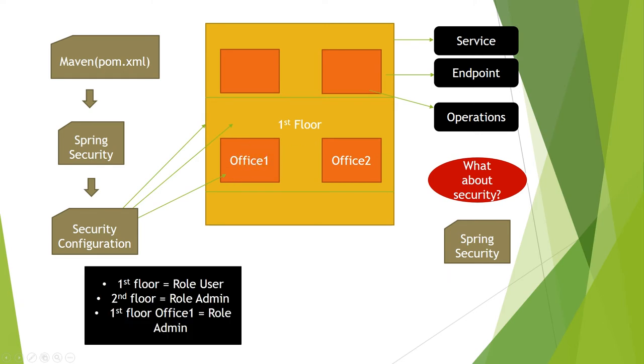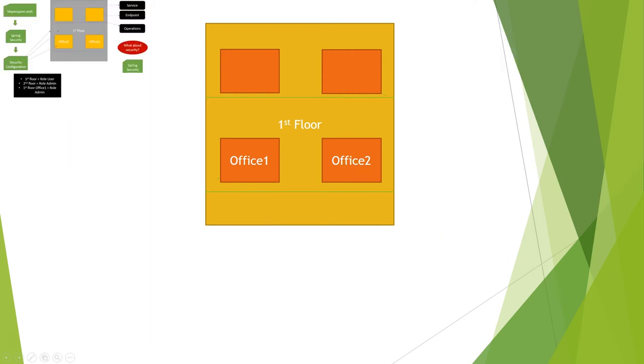And we can imagine that, for example, the first floor will have the role user, the second floor will have the role admin, but Spring Security is flexible enough to have different roles inside the same floor. So inside the same endpoint, we can have two different roles. Okay, so let's keep the small picture here on the left side so we can keep moving on.